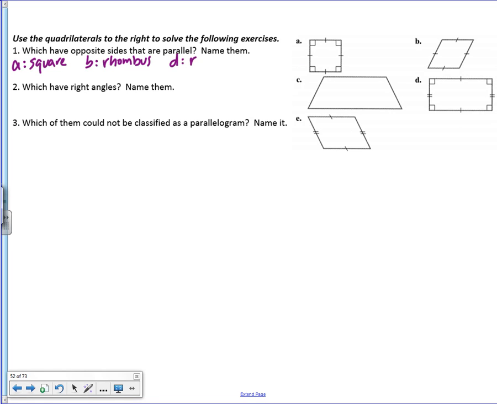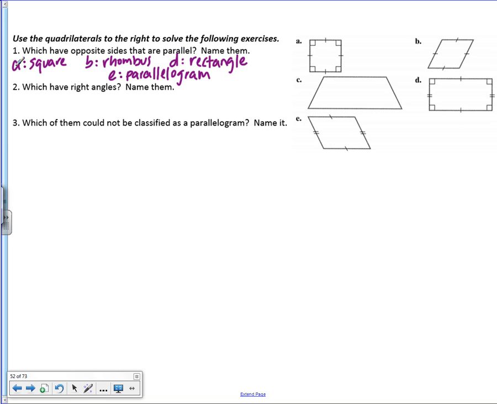D is a rectangle because that has opposite sides parallel, and you notice that the 4 right angles are in there. Notice I skipped over C, folks. C is a trapezoid because letter C does not have all of the opposite sides parallel, just one set. And then finally we have letter E, that is a parallelogram.